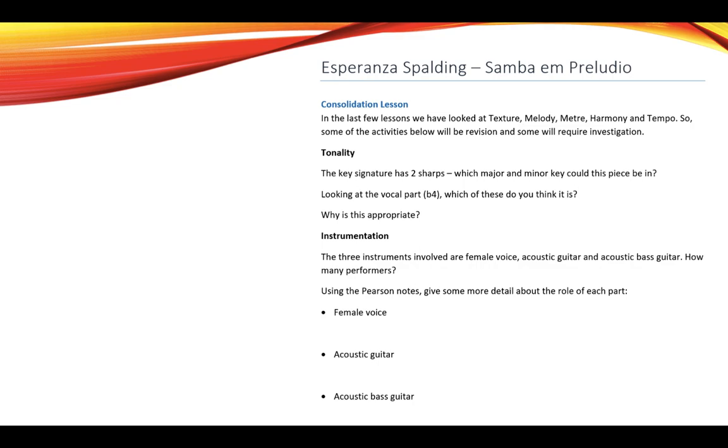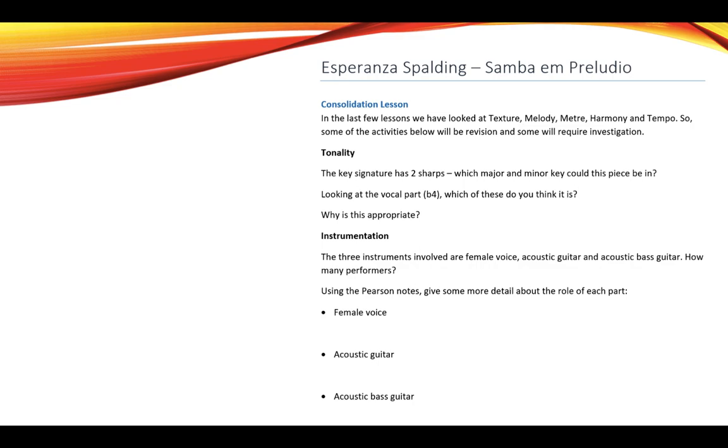But how many performers? Now, this is something you need to understand, is that there are 2 performers. So Esperanza Spalding herself is the singer and also plays the acoustic bass guitar. Another performer provides the acoustic guitar part. So even though there are 3 parts, she is performing 2 of them. Okay, so like I said, as long as you've written something about each of the parts, each of their roles for the 3 instrumental parts, then that's great.